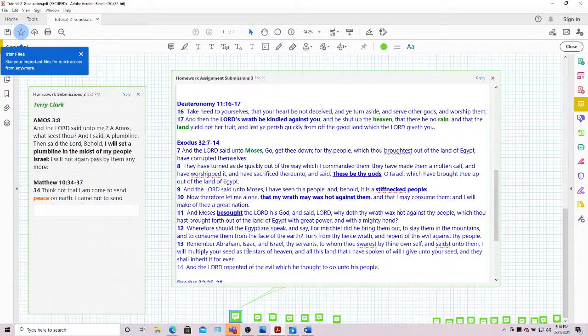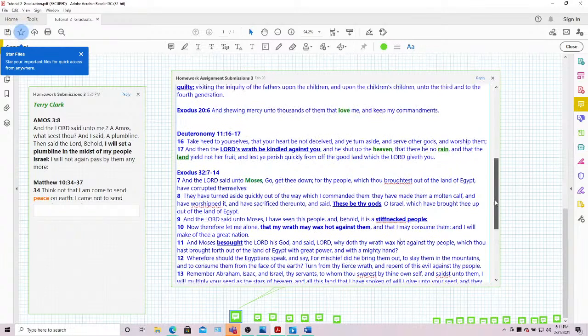"Remember Abraham, Isaac, and Israel, thy servants, to whom thou swearest by thy own self, and sayest unto them, I will multiply your seed as the stars of heaven, and all this land that I have spoken of will I give unto your seed, and that they shall inherit it forever." And the Lord remembered of the evil which he thought to do unto his people. So you've got to give it to Moses, and he appealed for every last one of us, and the Most High repented of that evil that he thought to do unto us.